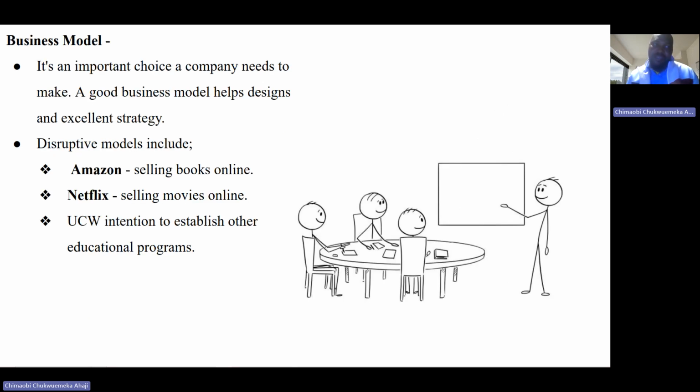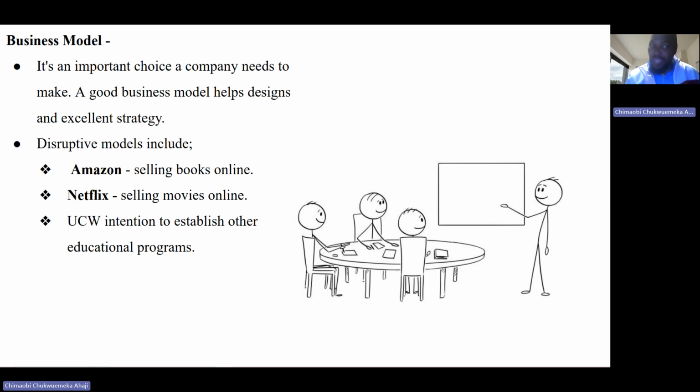Now, business model is an important choice a company needs to make and must make. A good business model helps design an excellent strategy. Okay, so without a good business model, we are unable to design an excellent strategy. So before we kickstart a business strategy, we must be able to tell what model we are going to apply in terms of model of production, sales, recruitment, and all ramifications, so that we are able to devise or design a strategy that would be able to bring into manifestation this model excellently.